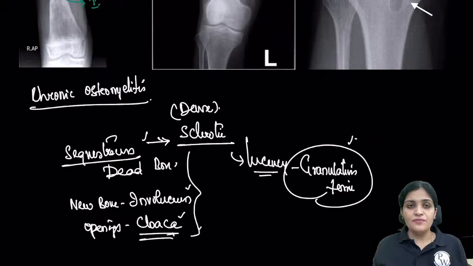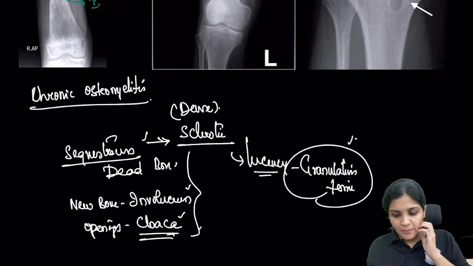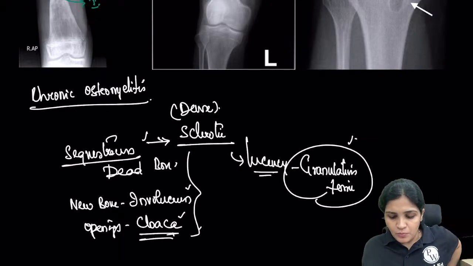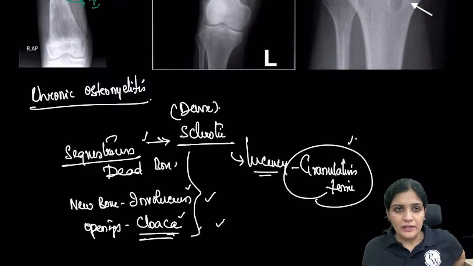So that is the definition of sequestrum. It is a dense bone which is surrounded by granulation tissue. And there is a new bone which is involucrum, and these openings are called the cloaca.